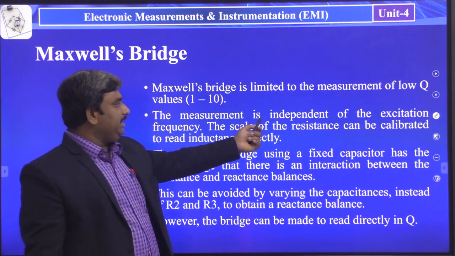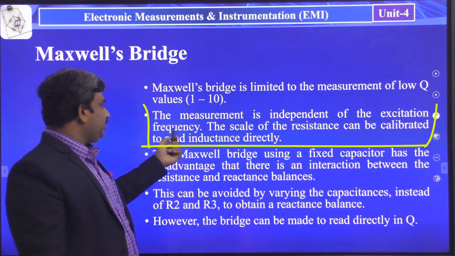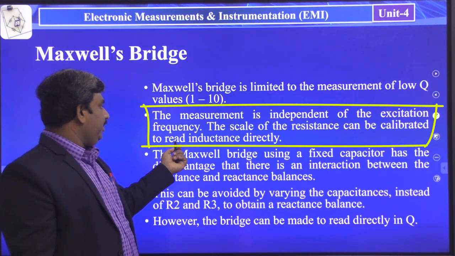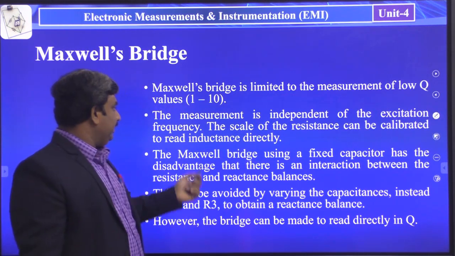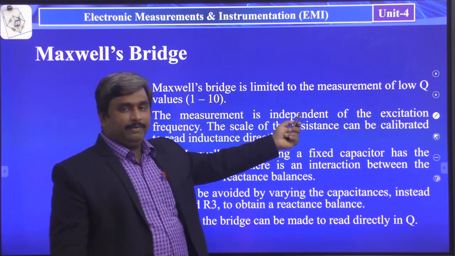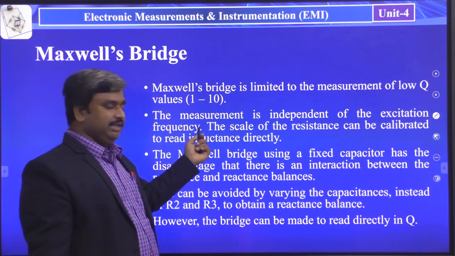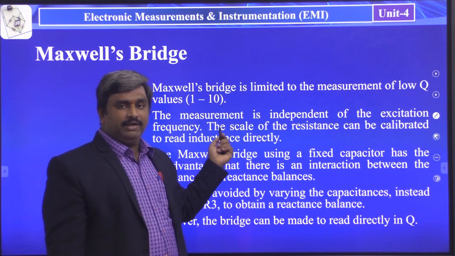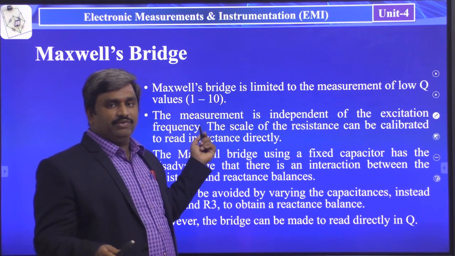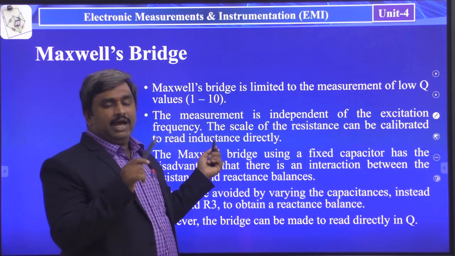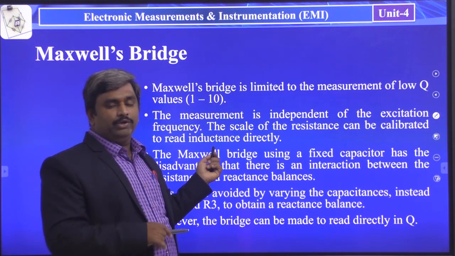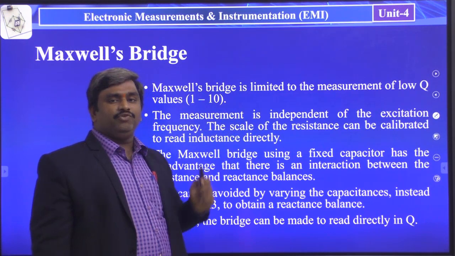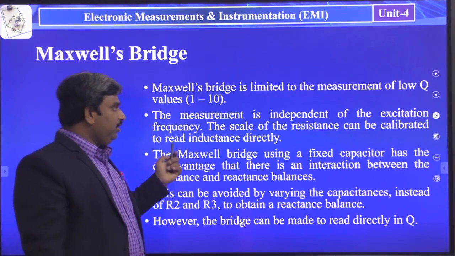The measurement is independent of the excitation frequency. The scale of the resistance can be calibrated to read the inductance directly. We can measure at a given excitation frequency, but the Rx measurement, Lx measurement and the Q values are independent of the frequency. There is no dependence on the frequency.